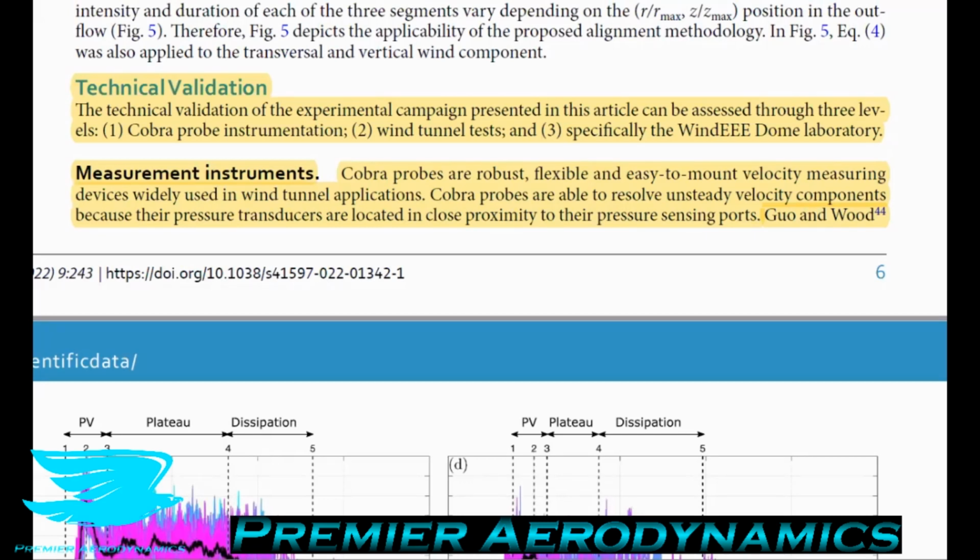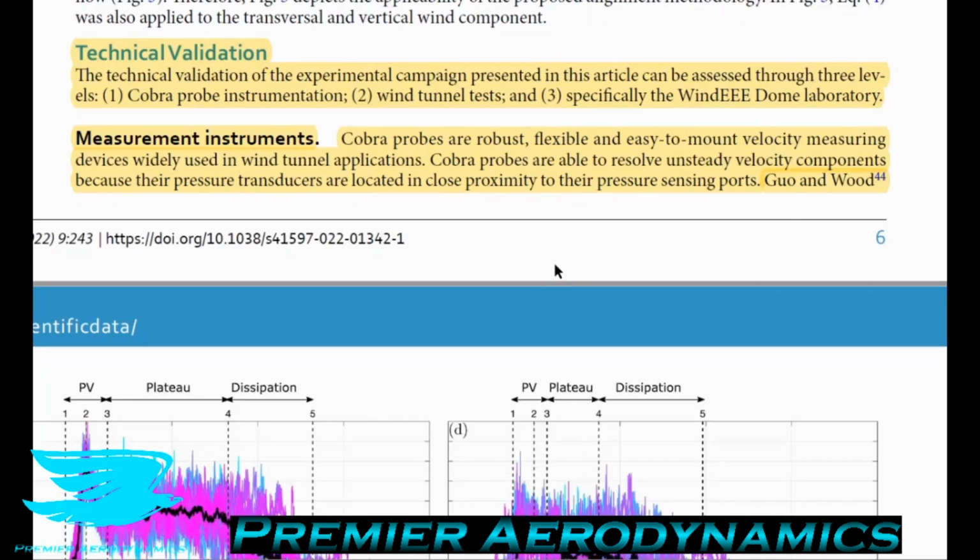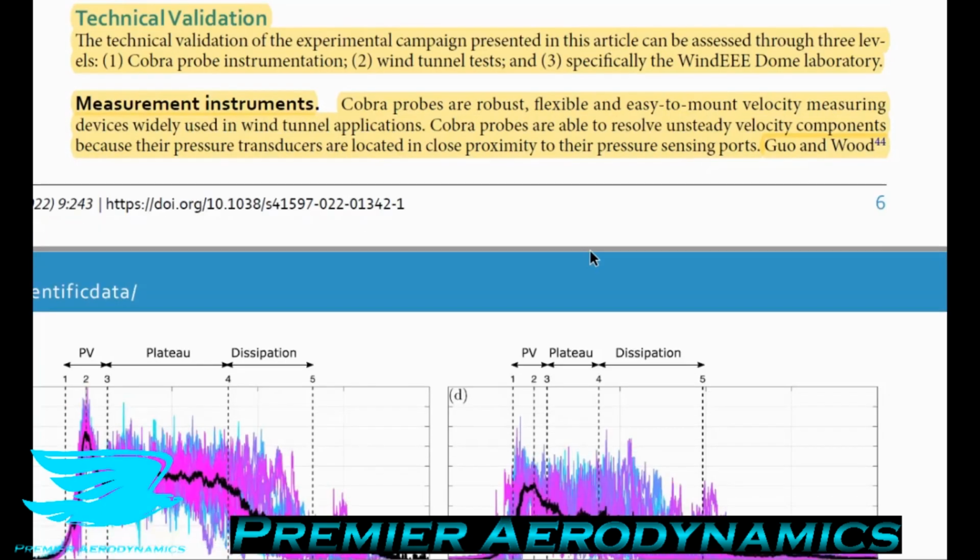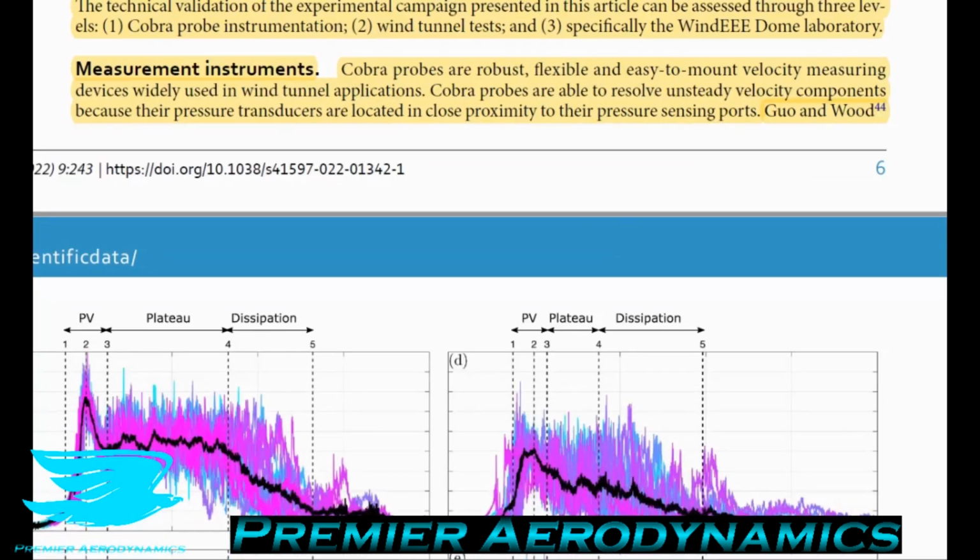The technical validation of the experimental campaign presented in this article can be assessed through 3 levels: the Cobra probe interpretation, the wind tunnel test, and specifically the WindEEE dome laboratory. So in the measurement instruments, they talk about the Cobra probes. Were they a good pick for this type of research? So they say Cobra probes are robust, flexible, and easy to mount velocity measuring devices widely used in wind tunnel applications. Cobra probes are able to resolve unsteady velocity components because their pressure transducers are located in close proximity to their pressure sensing ports. So let's talk about this.